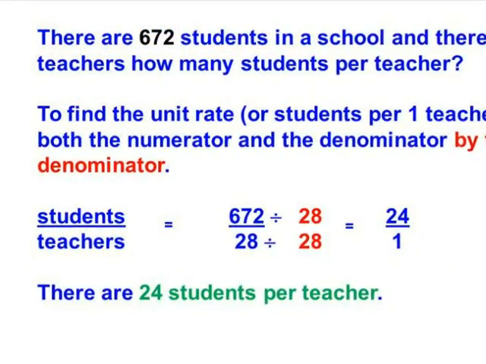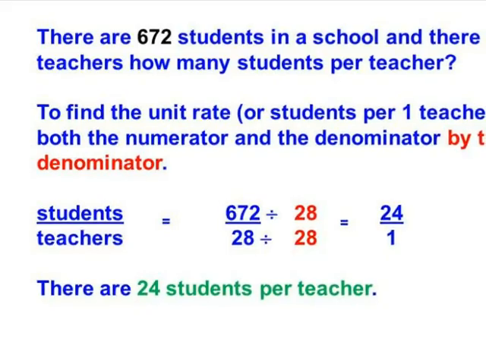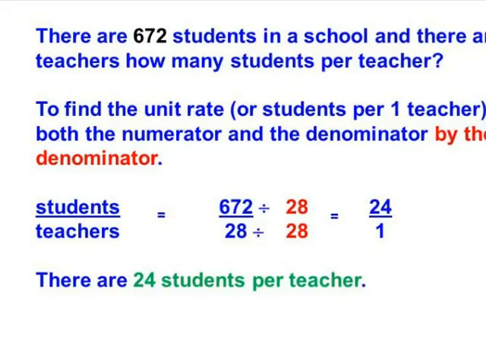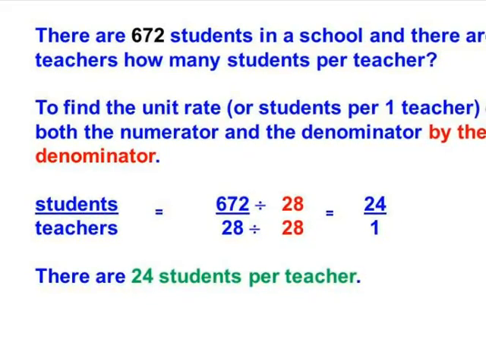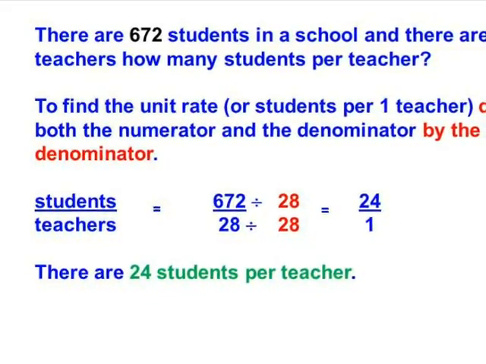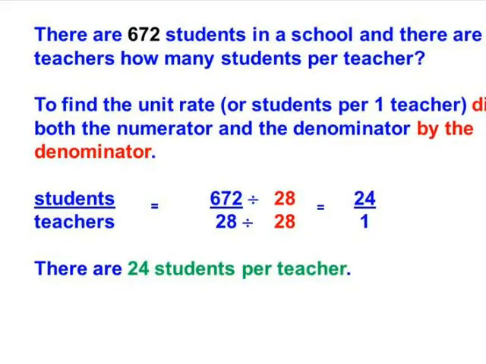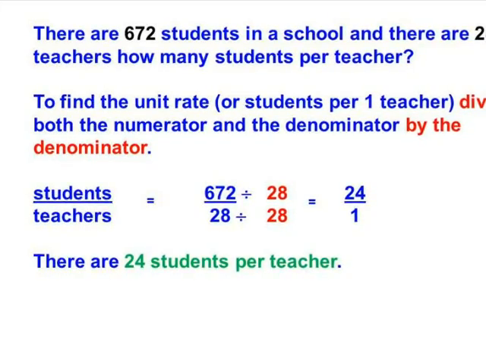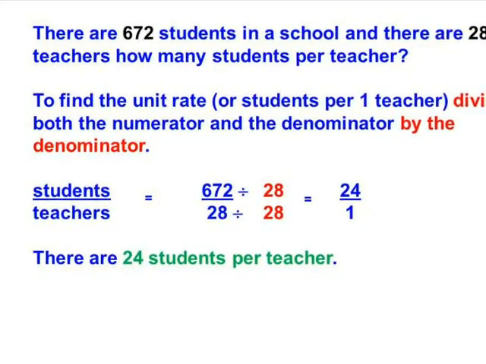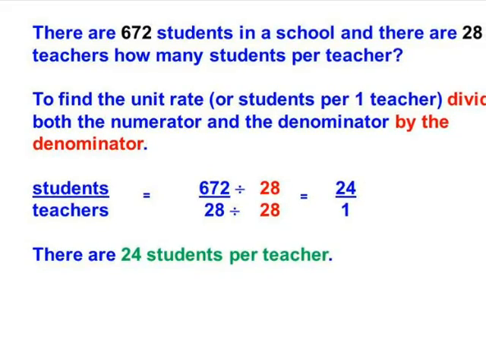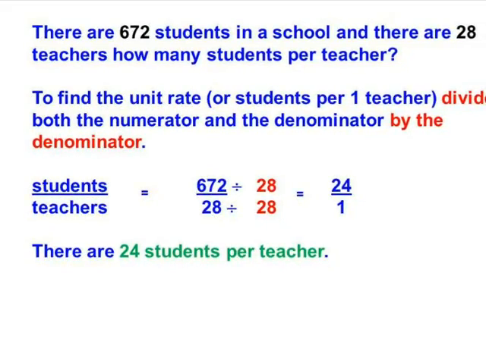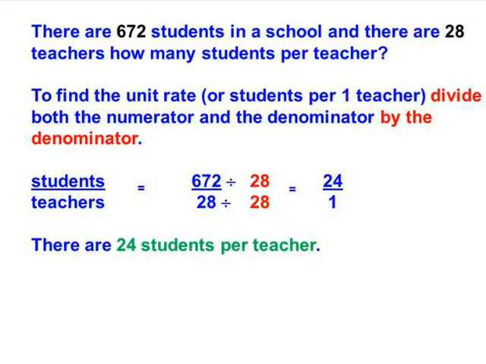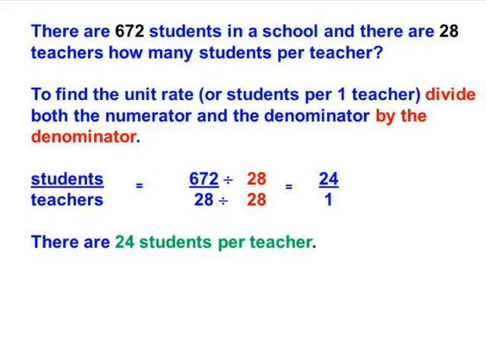Here's a more detailed example. There are 672 students in a school, and there are 28 teachers. How many students per teacher? To find the unit rate, we're going to take the denominator of teachers, which is 28, and divide it by itself. So 28 divided by 28 is 1. And I'm going to take that 28 and also divide it into the numerator, the students. That's 24. What this means is for every teacher, there will be 24 students. Or we can say there are 24 students per teacher.